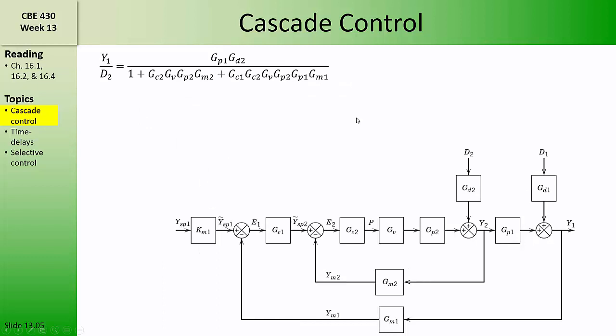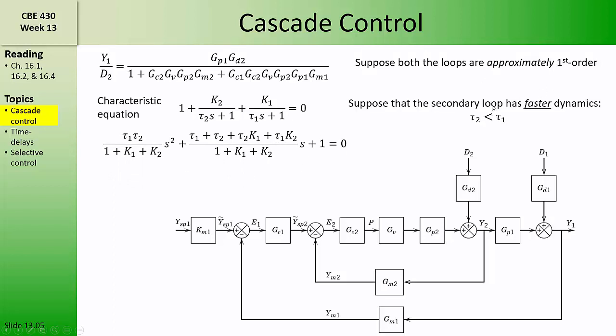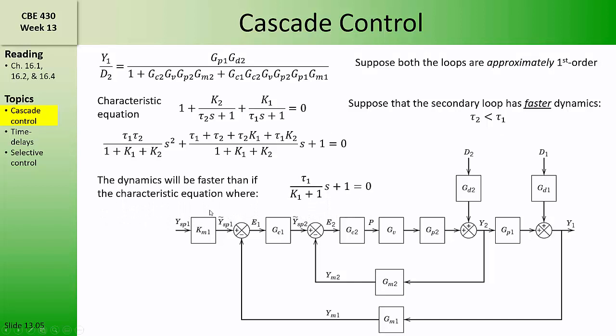Let's look at the regulator transfer function that describes how disturbances D2 affect the controlled variable Y1. That transfer function contains both the inner control loop and the outer control loop in the denominator. If both control loops are approximately first order, then the characteristic equation is second order in s. If the secondary loop has faster dynamics than the primary loop, that is, if tau2 is less than tau1, then the dynamics will be faster than if the characteristic equation were based only on the outer or the master control loop.